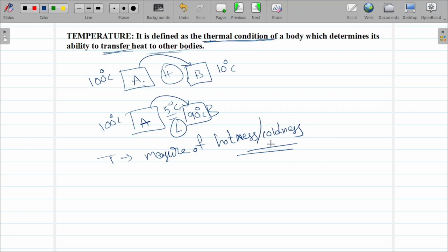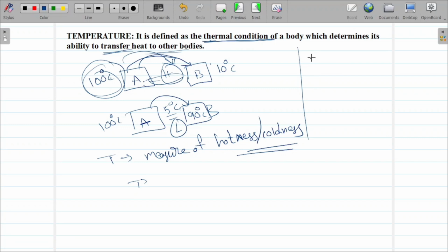So what does temperature determine? Heat transfers only from higher temperature to lower temperature. Temperature determines the direction of flow of heat, A to B or B to A, how it will move. Always it will move from high temperature to low temperature. Okay, what is the SI unit?